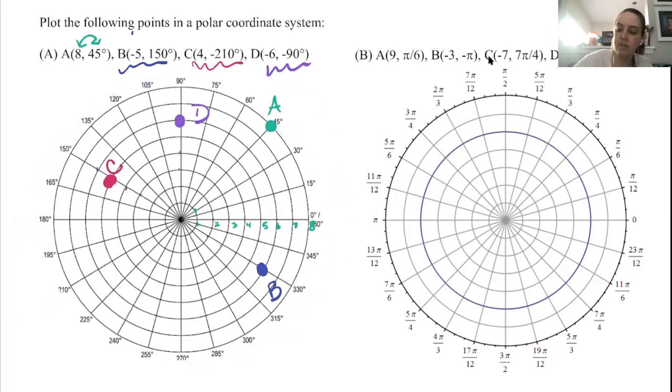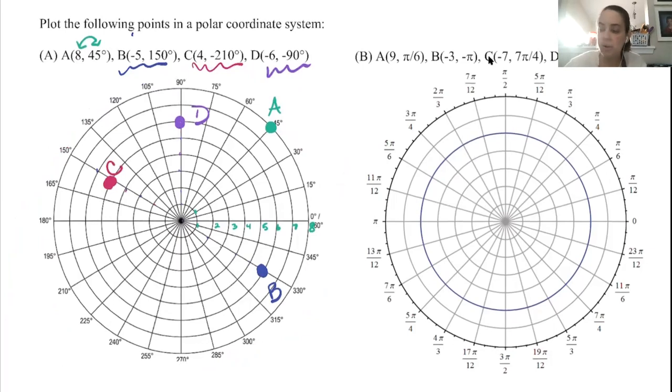Now let's get rid of all this extra stuff and try the same thing over here with radians. Same idea. We want to plot point A at (9, π/6). On this one, I'm going to do 1, 2, 3, 4, 5, 6, 7. Yeah, I'm going to run out of space. That's okay. So π/6 is up here. 8, 9, so this is point A.